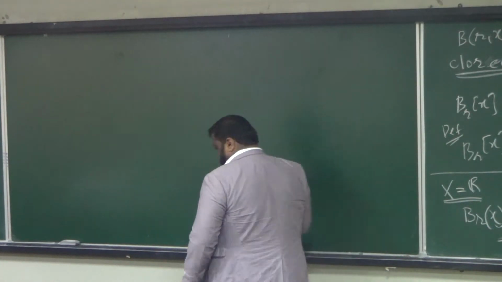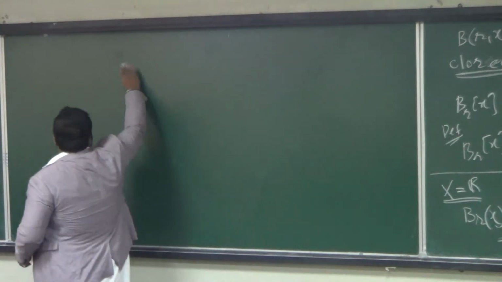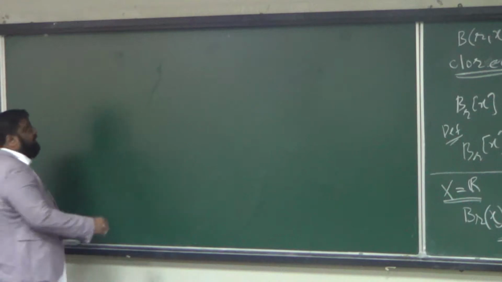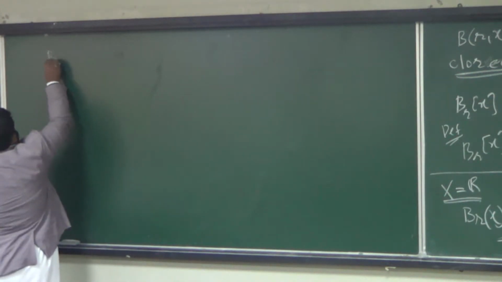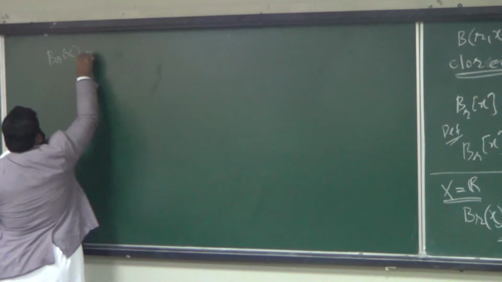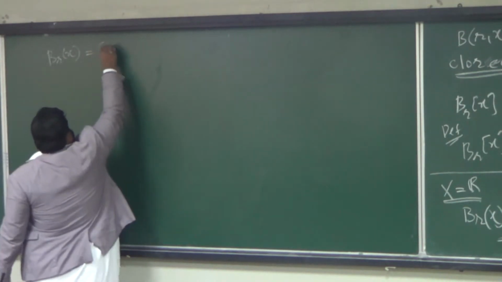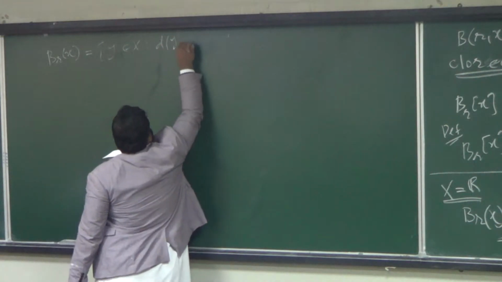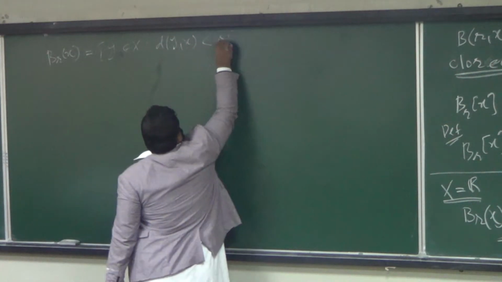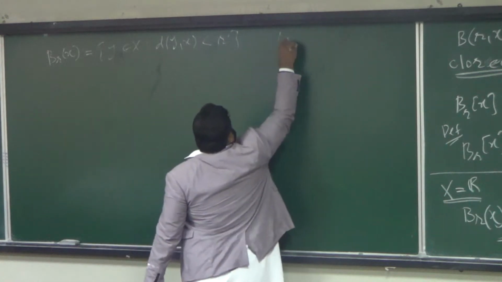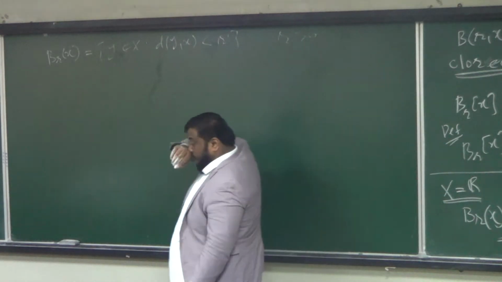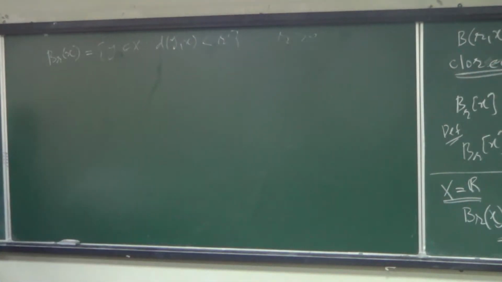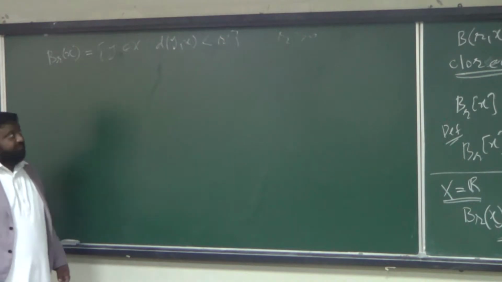Okay, so we have the discrete metric, and in the discrete metric, think about your x. So the open ball is the collection of those points y for which the distance d(y, x) is less than r, where r is a positive number. So what do you say? 1 is less than r. What do you say?